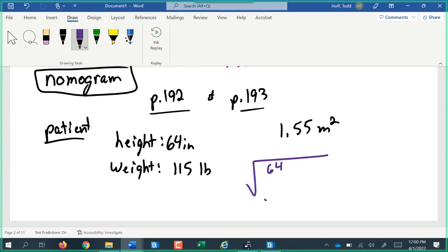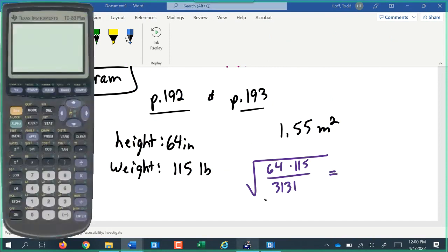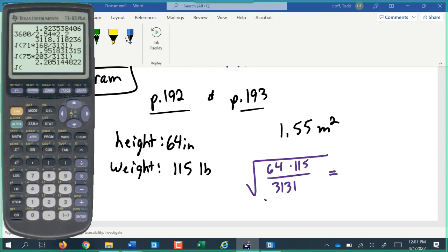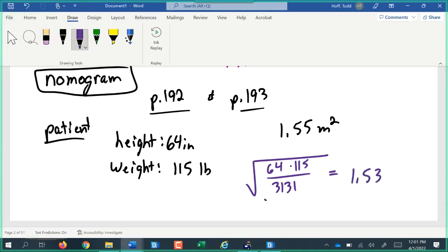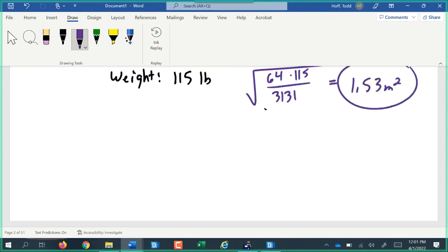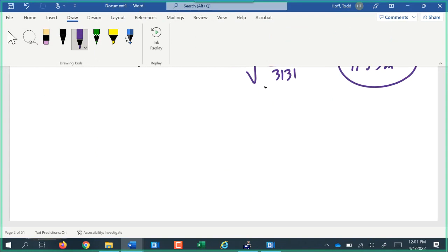It'd be the square root of 64 times 115 divided by 3131. So second, square root, 64 times 115 divided by 3131. Close, we get 1.53 is what the formula is giving us. So there, the nomogram and the formula were almost dead on, almost exactly the same for estimating that body surface area. Not always the case, but usually they're pretty close.